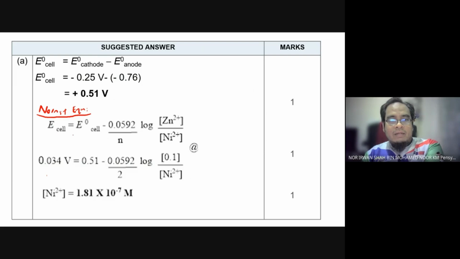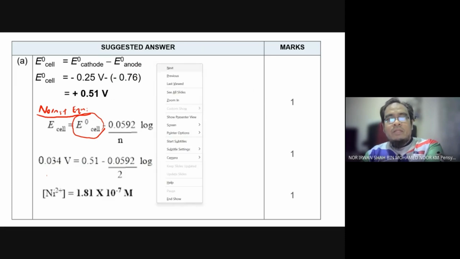E cell equals to E not cell. See? Ada E not cell dekat sini kan? Sebab itulah, first thing yang you all kena buat adalah kita kena kira ni dulu. Nah, kita kena kira E not cell. Okay, dan apakah formula dia? E not cell equals to E not cathode minus E not anode.